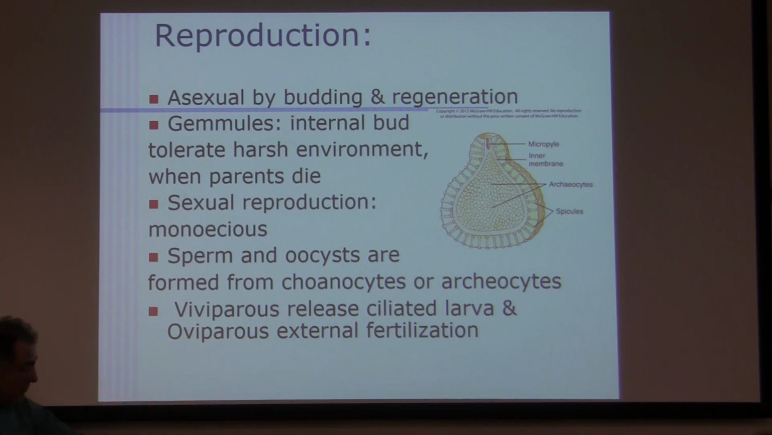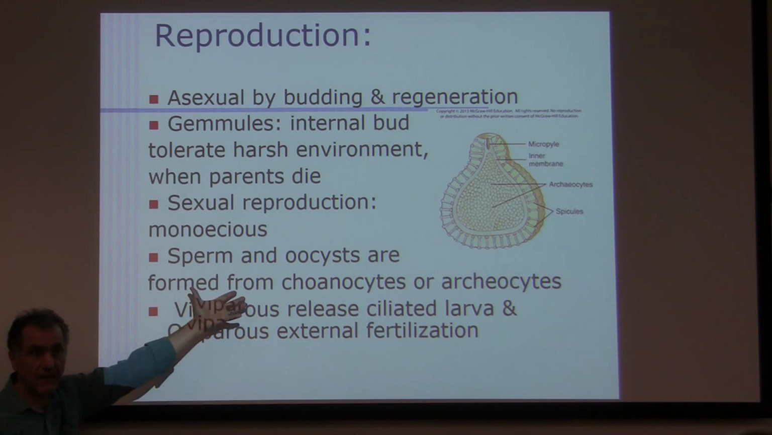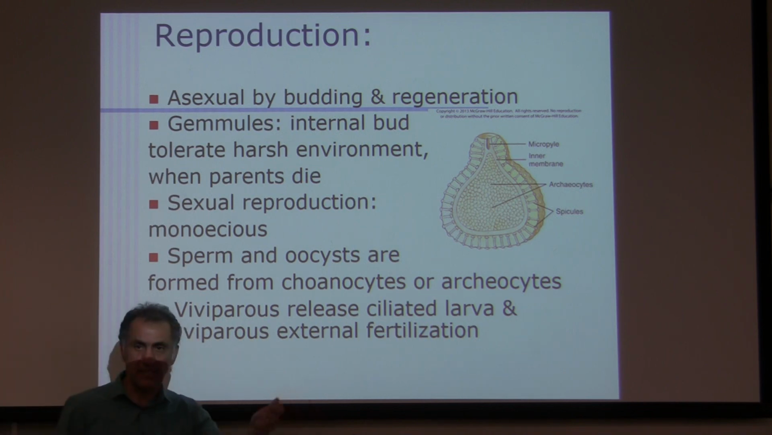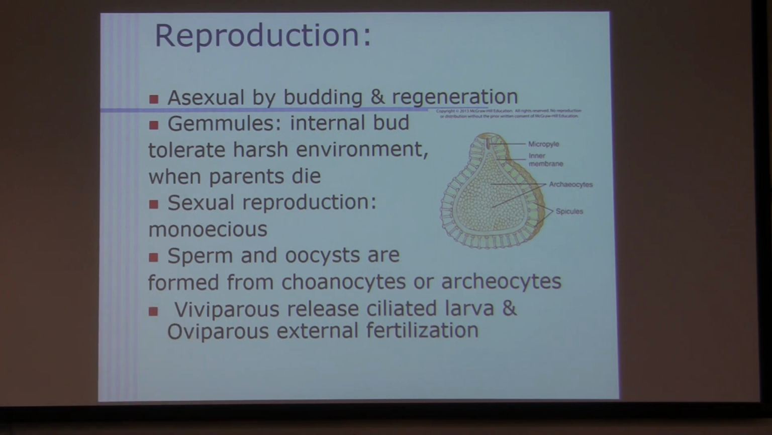And then we have animals like sharks and scorpions that are ovoviviparous. Sponges do not have this. Sponges cannot be ovoviviparous. Sponges are viviparous or oviparous. Animals that are ovoviviparous, like sharks and scorpions, lay eggs, but the eggs hatch immediately. They do not have to stay in the environment for a long time.